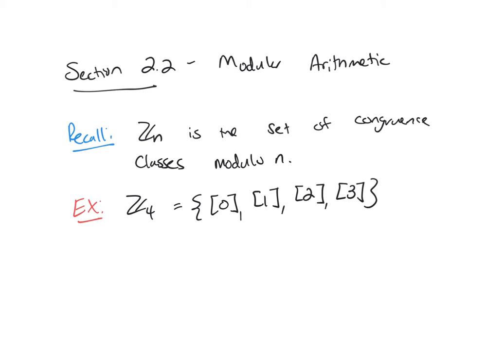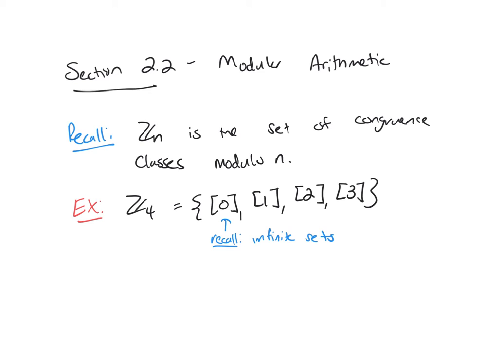So make sure to remember that these elements right here actually represent sets. So recall that these are infinite sets. And what they do is basically break up the integers into these 4 sets, and it groups it based on the remainder when you divide by 4.